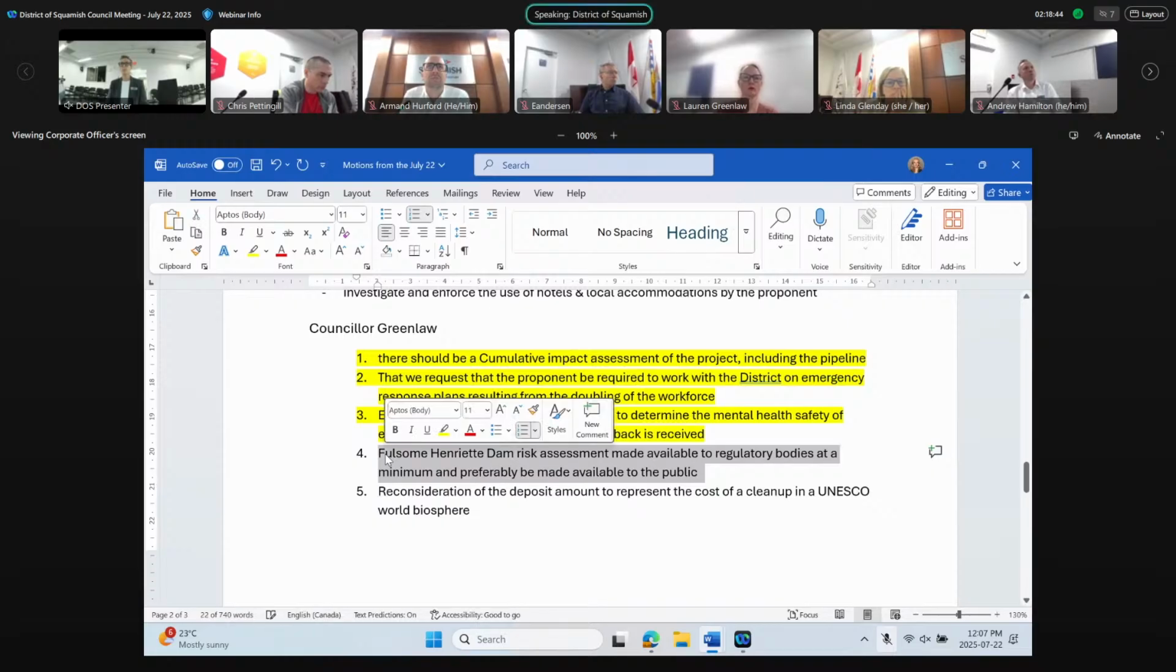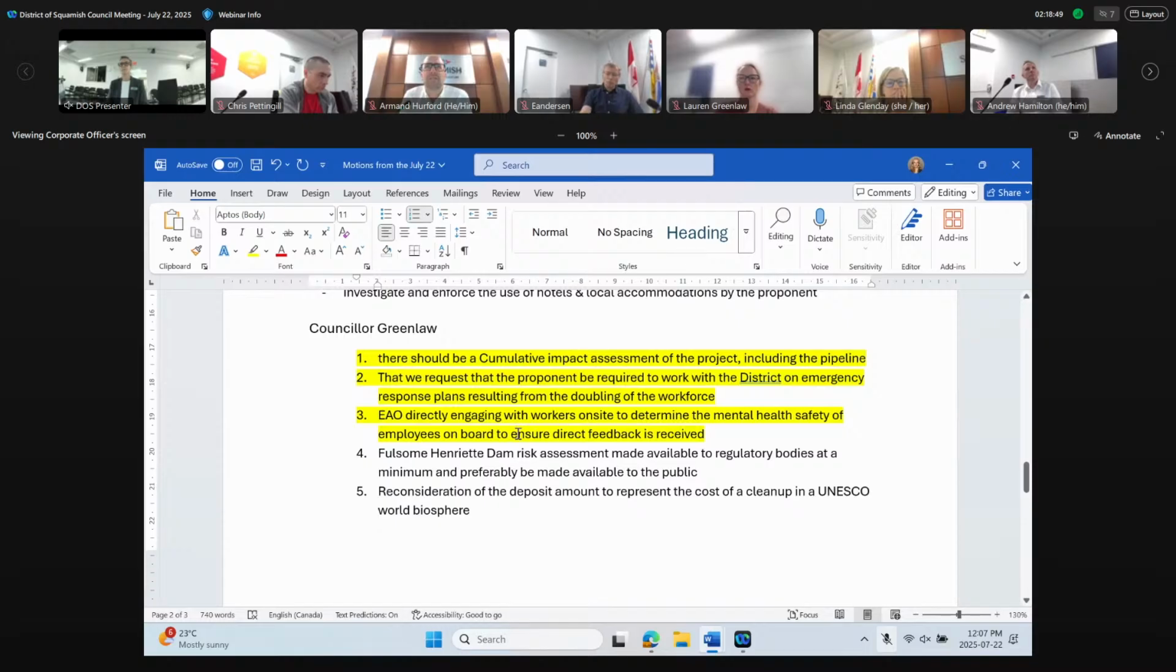Again, I feel like this one's maybe a bit more for us. I don't know where the deposit amount comes into an EA process. So I'm not in favor of including this one. How does everyone feel about this item? That seems wholly in our jurisdiction, not in the EAO's, so I think we should remove it.